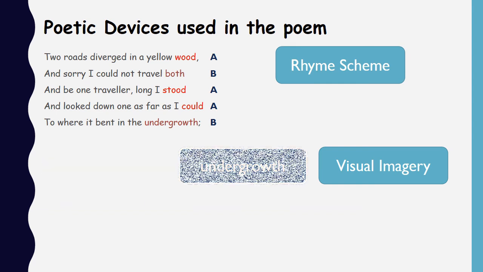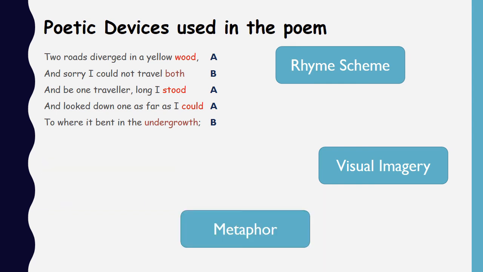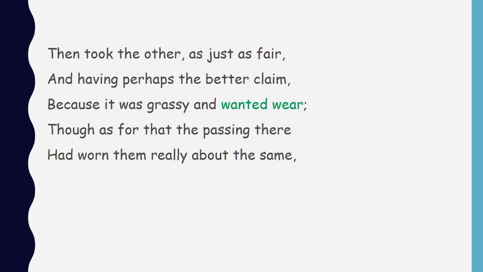And next is metaphor, which runs through the poem, wherein the entire idea of choosing between the two roads represents a metaphor for life. That is, when we are confronted with a difficult choice and we have to choose between the two options given to us. And next is, can you guess from the highlighted word? Yes, alliteration. Because here, both these words start with the same sound.